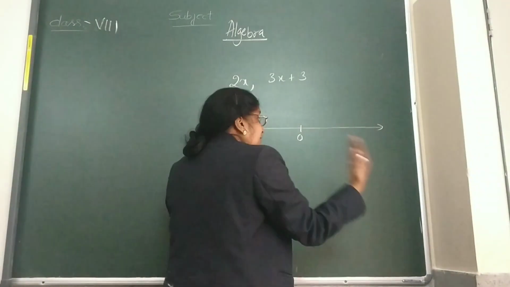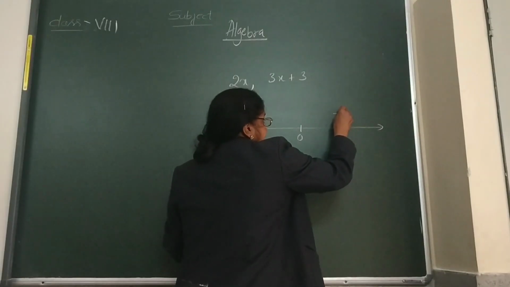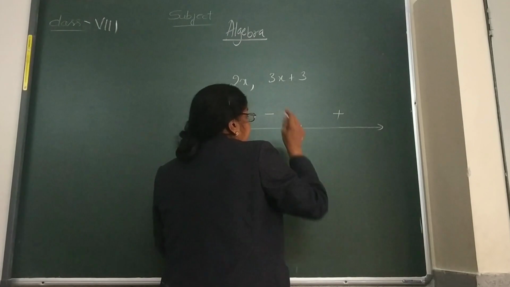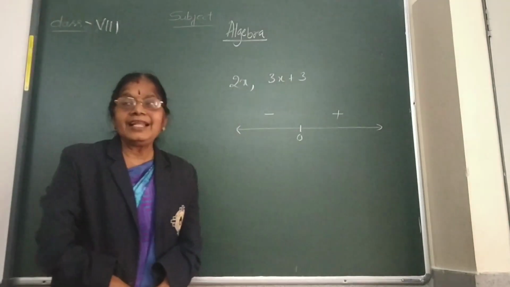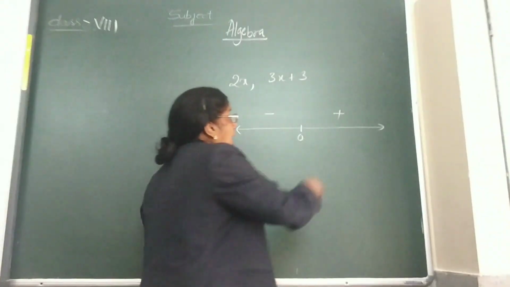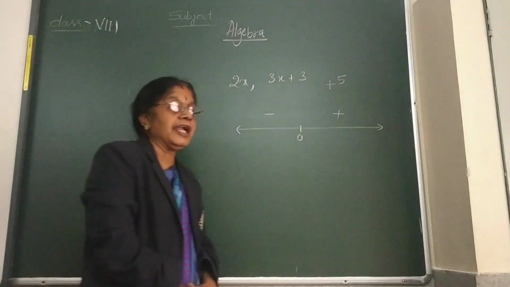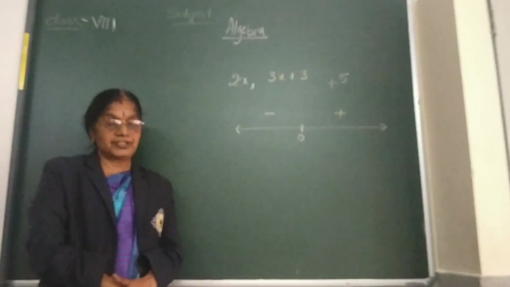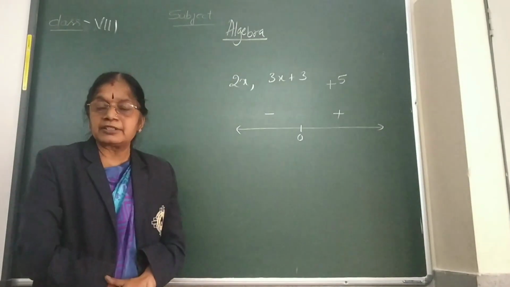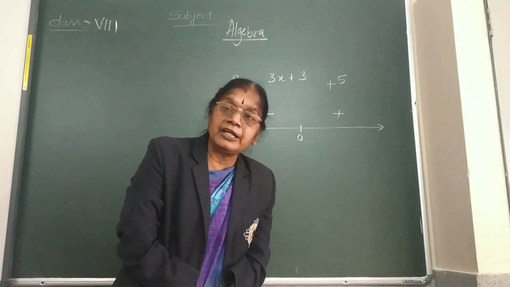Only positive numbers are shown on the right hand side and all the negative numbers are shown on the left hand side. For example, I want to show plus 5 on a number line. So I will take the rational numbers first, and then we'll go to the variables. How to show this plus 5 on a number line?